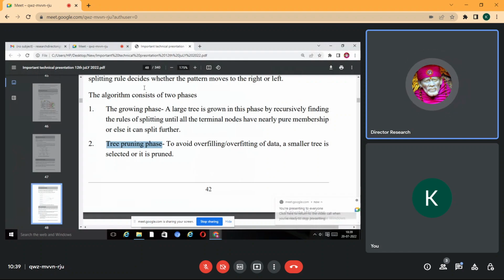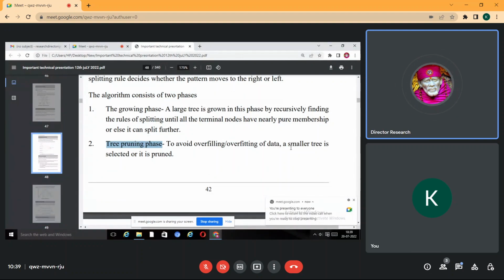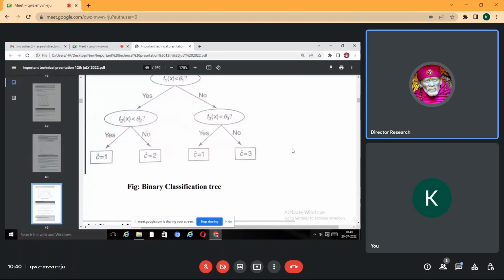In the growing phase, a large tree is grown in this space by recursively finding the rules for splitting until all terminal nodes have nearly pure membership or it cannot split further. This leads to overfitting of data. A smaller tree is then selected, or it is pruned. Neural network diagram: waveform recognition problem. See the binary classification tree here.